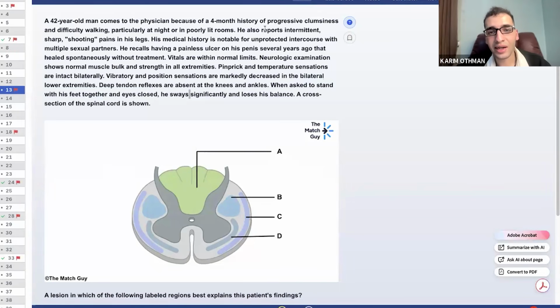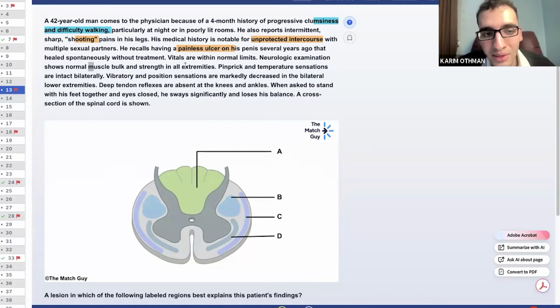So this person is having clumsiness and difficulty walking, so probably some kind of ataxia. And he also has shooting pains in the legs, severe back pain and severe leg pain, and unprotected sexual intercourse. That's maybe a sexually transmitted disease or something like that. He recalls having a painless ulcer on the penis several years ago that healed spontaneously without treatment. And the vitals are within the normal limit.